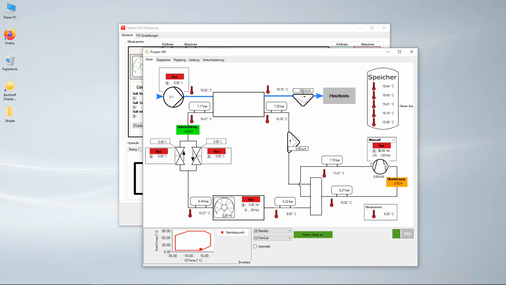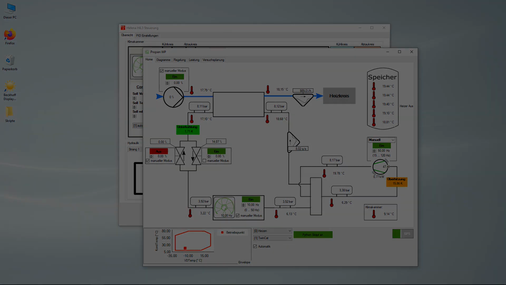Finally, we can turn on our heat pump. We set the compressor frequency to 50 Hz and the fan speed to 10 Hz. We then change the mode to heating mode and can start our heat pump. We see the fan being turned on immediately with a frequency of 10 Hz. The compressor takes a while, but now we see it being turned on. Very nice.